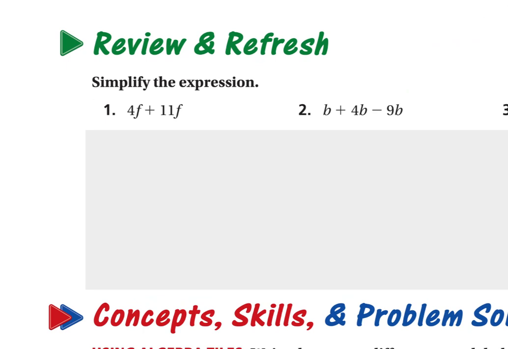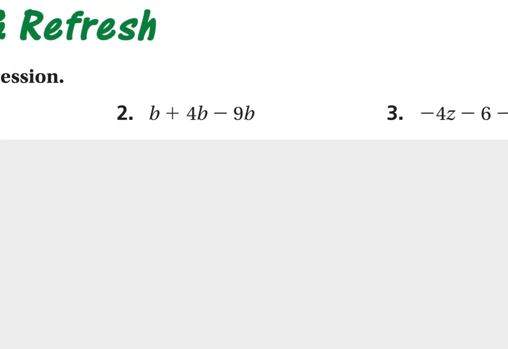Number one, simplify the expression. You have 4 boxes labeled F. You have 11 boxes labeled F. That is 15 boxes labeled F when you add them together. You have 1 box labeled B. You have 4 boxes labeled B. Together, that would be 5 boxes labeled B, but don't forget that somebody is about to try and take away 9 boxes labeled B. That would leave you with -4 boxes labeled B.